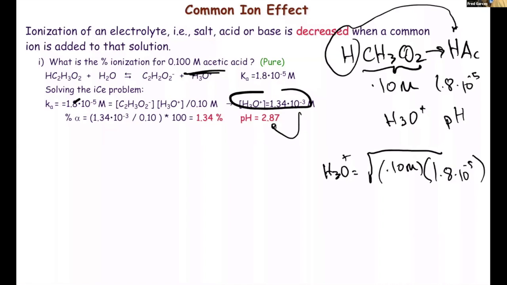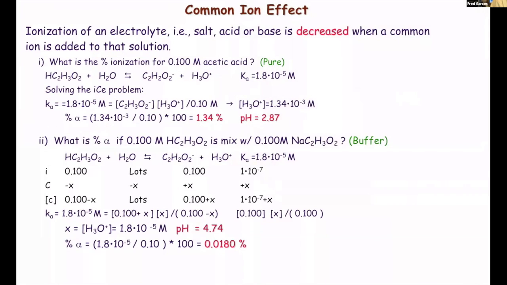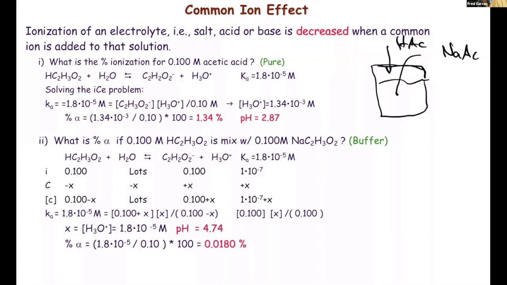Now, look what happens when we have a common ion. Let me clear this. Let's say that we mix into our beaker not only acetic acid, but sodium acetate. So in here, we've got acetic acid in water, but we also have the acetate ion. That's a common ion introduced from the sodium acetate.